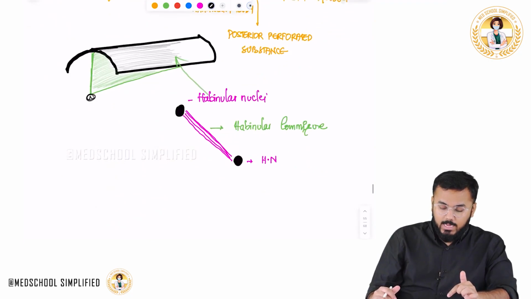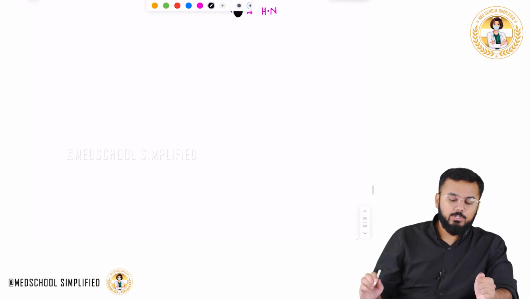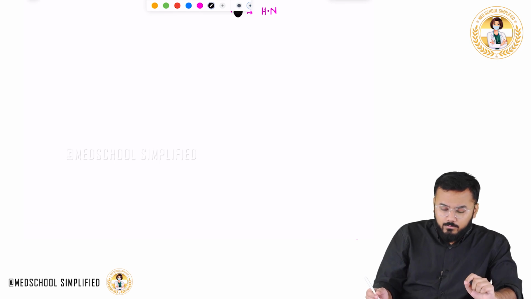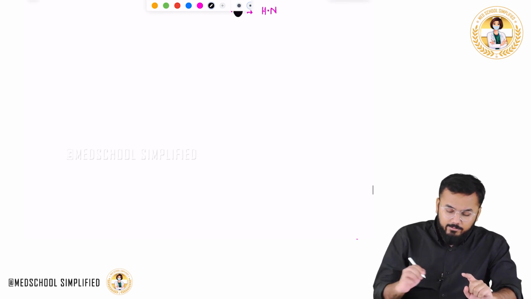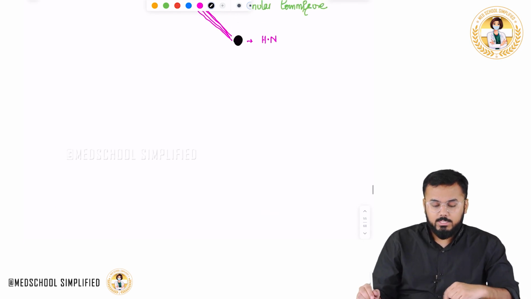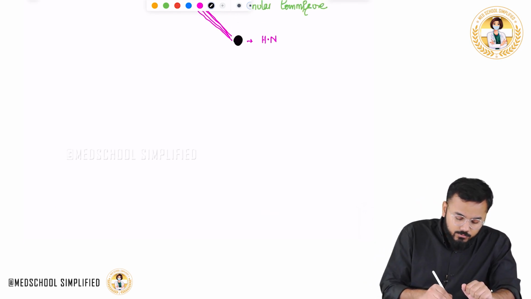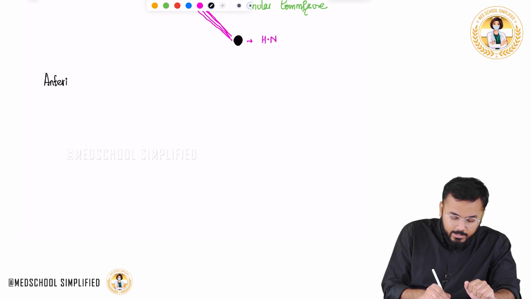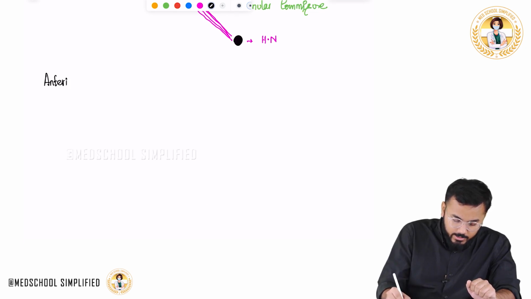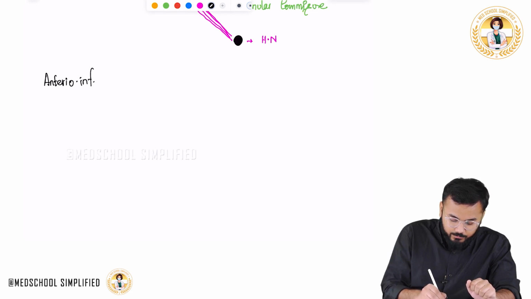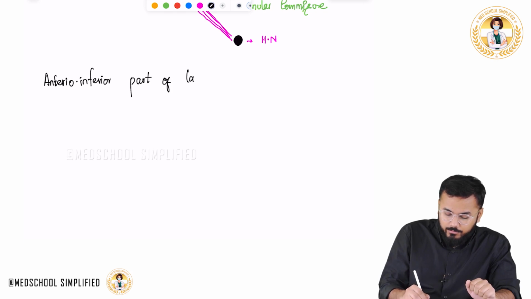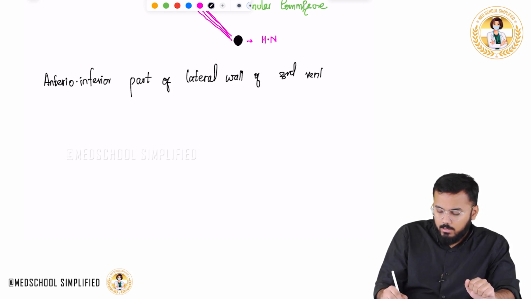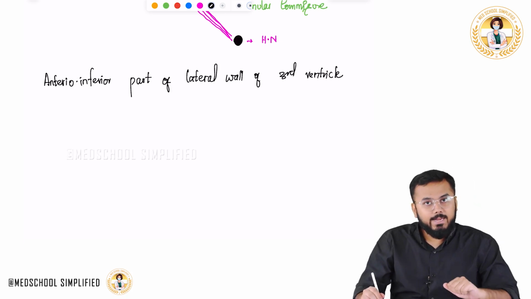Okay. Now regarding this hypothalamus, first important thing I would like to mention here is that first of all, I will write down one word over here. I will write down one statement and then I will explain you what is it. First of all, I wanted to discuss the antero-inferior part of lateral wall of third ventricle. Antero-inferior part of the lateral wall of third ventricle.